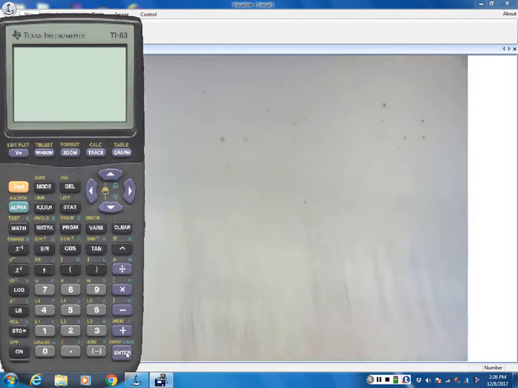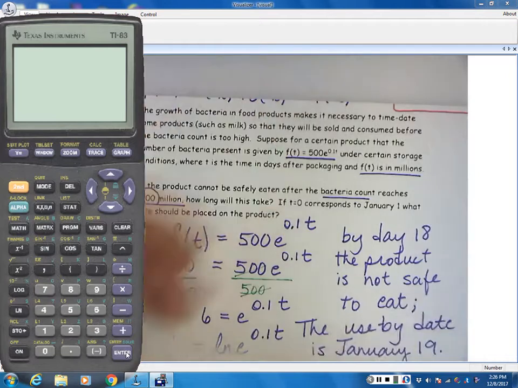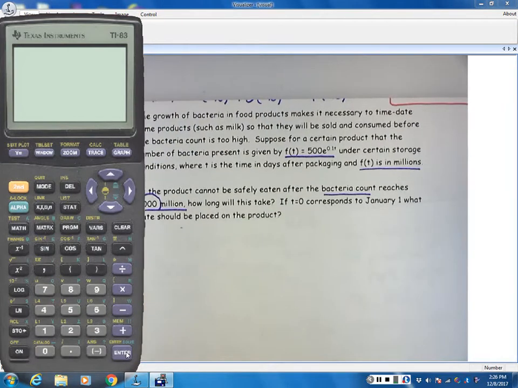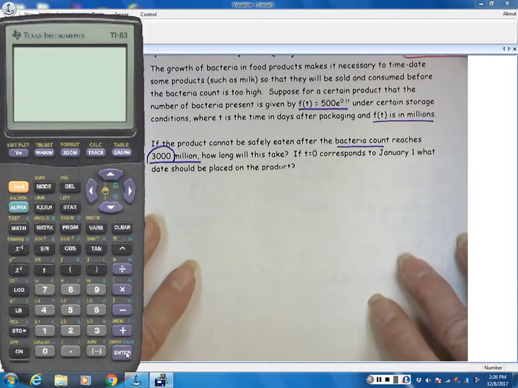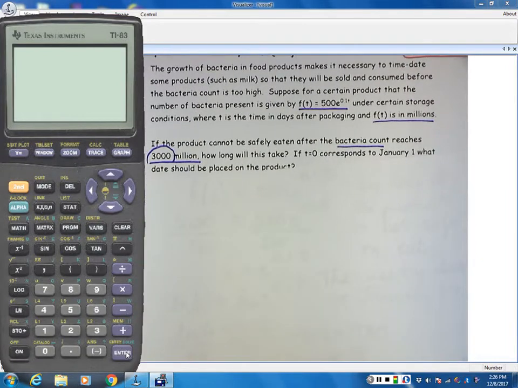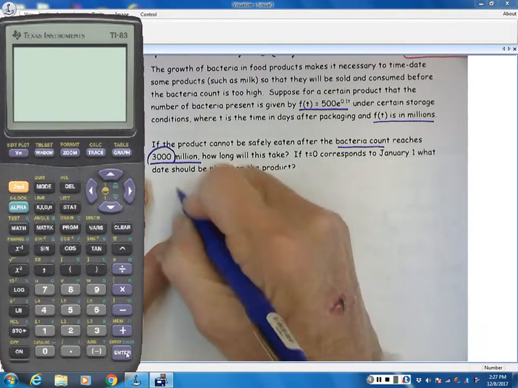Okay, and the last one that you wanted to see was number 29. Number 29 is about the growth of bacteria in food products. It says, suppose for a certain product that the number of bacteria present is given by this function. The function is f of t, and t represents time.